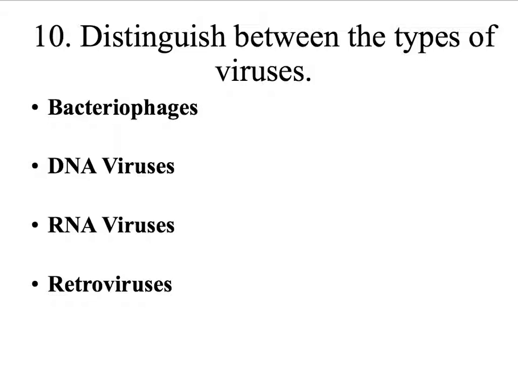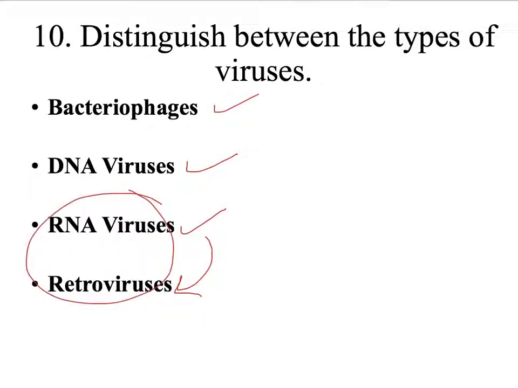Objective 10 says to distinguish between the types of viruses. So we have basically three groups of viruses: bacteriophages, DNA viruses, and then RNA viruses are called retroviruses. And so we'll kind of see these two words used interchangeably.